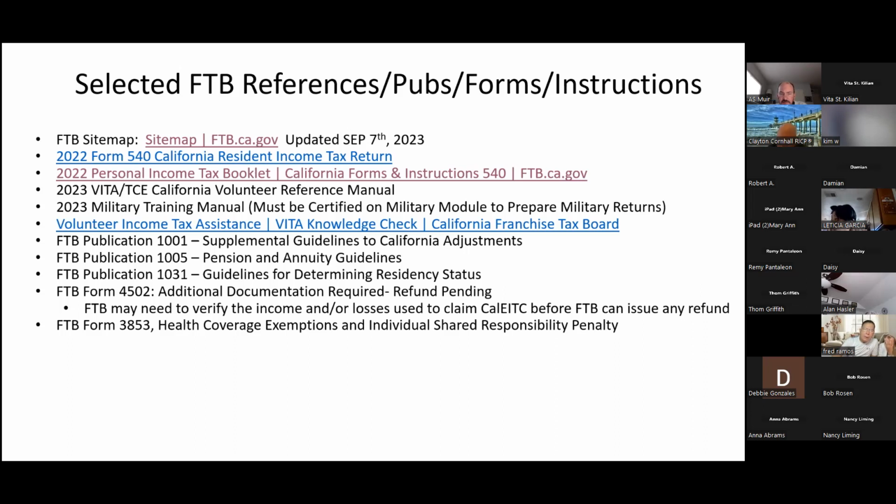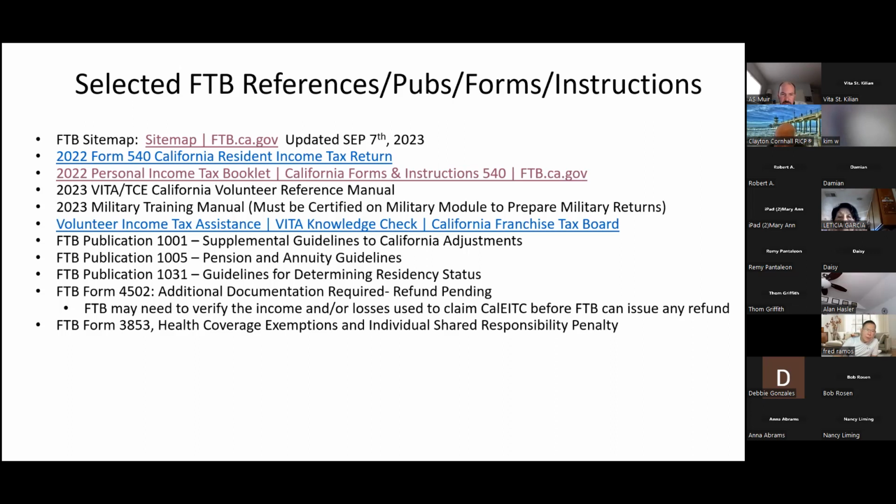And then you do have a lot of people who come to the VITA site who are seniors. Typically, when we say seniors, usually you're talking someone who's 65 or older. But again, you have people who are getting pensions who are younger than 65. So that Pub 1005 does a great job talking about pensions.